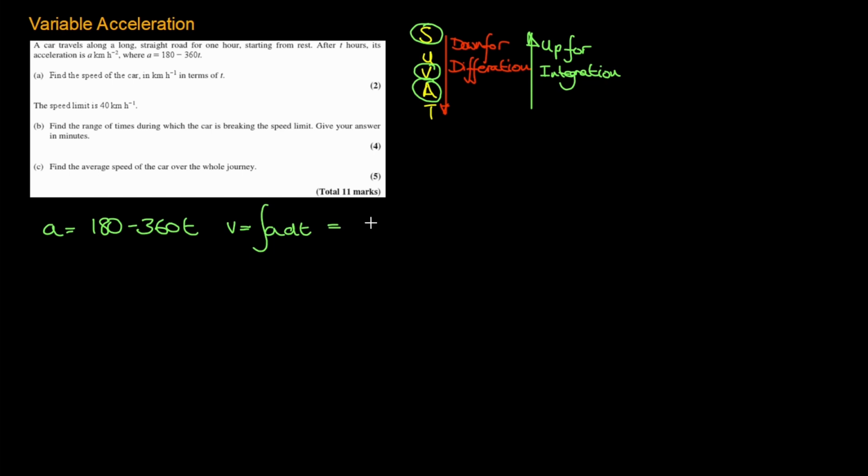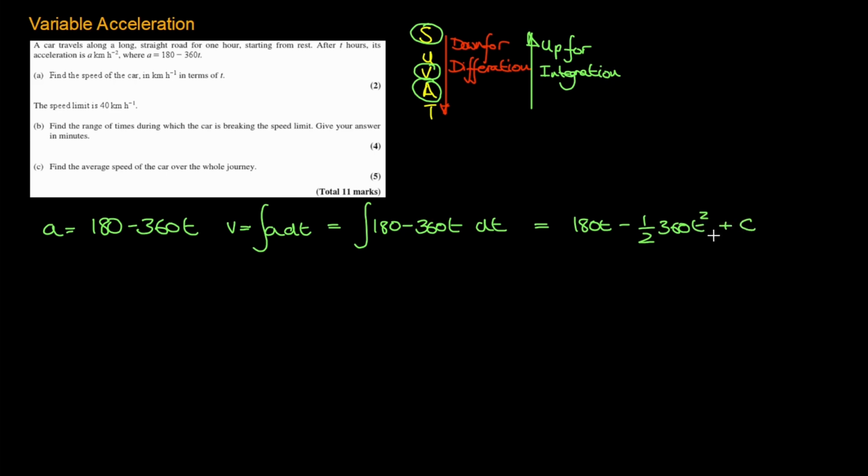And this is equal to the integral of 180 minus 360t dt. And this is going to equal 180 integrated is 180t minus a half multiplied by 360t squared. Just to check, differentiate this. The 2 comes down, cancels with the other 2. That just leaves 360, and the power of t drops down by 1, back down to t.